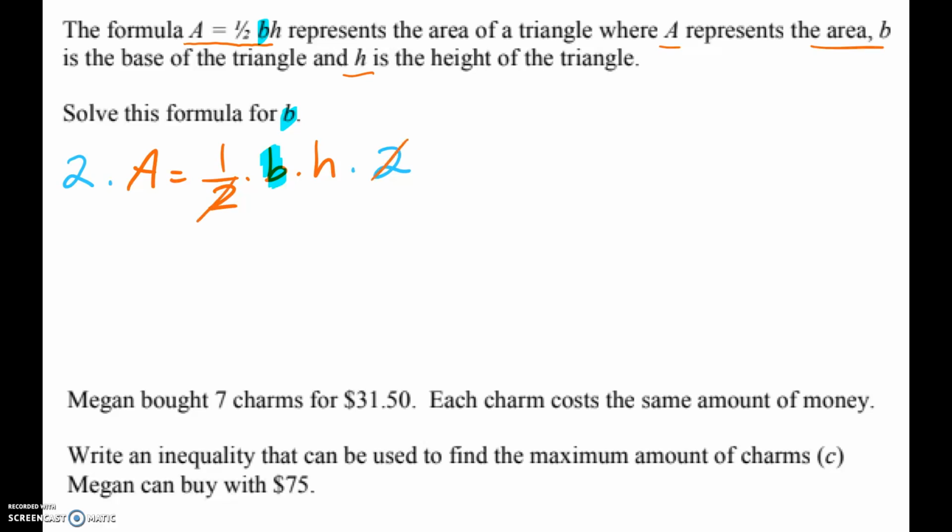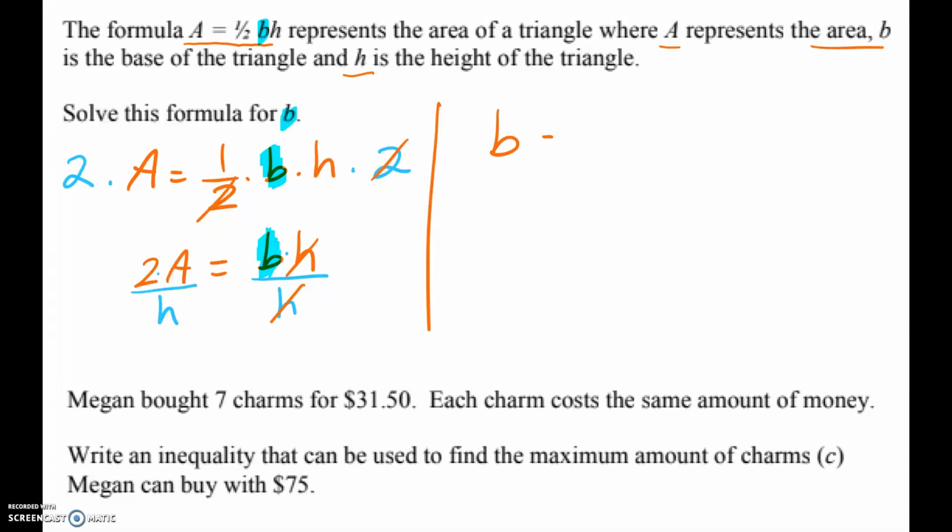So we have 2A equals BH. Remember, we are trying to solve for B. I have H here, so you need to divide both sides by H because multiplication is here. Inverse operation of multiplication is division. So after you cancel these out, my answer is this: B is 2 times A divided by H.